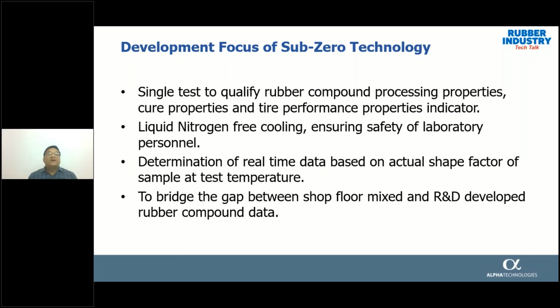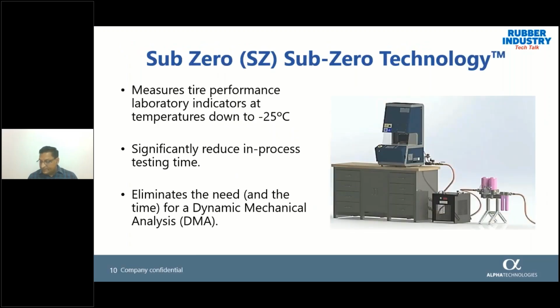Thus, sub-zero technology optimizes the amount of sample to be used for testing, and reduces the testing time. For example, DMA requires a minimum of 18 hours of sample stabilization after sample preparation to test, and this eliminates the need of DMA.